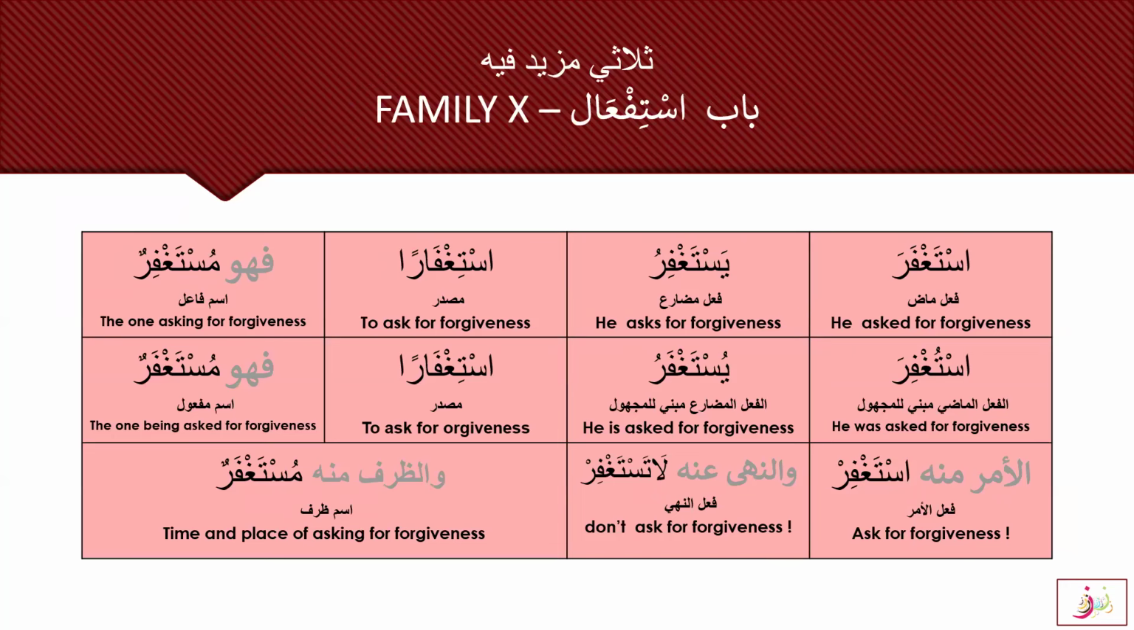So family 10 now. Salasi Mazid fi Bab Istif'al, family 10. And inshallah, let's see what this is. Istaghfara yastaghfiru. We learned about it. It can be used in multiple ways. There are multiple implications for this family, and it is a very expanded family. Inshallah, we are going to learn about it as well. Istaghfara yastaghfiru istighfaran. Fahuwa mustaghfirun. Ustughfira yustaghfaru. As you can see that we have this ta with the dhamma, so we will put استغفر يستغفر استغفارا فهو مستغفر الأمر منه استغفر نهي عنه لا تستغفر وظرف منه مستغفر.